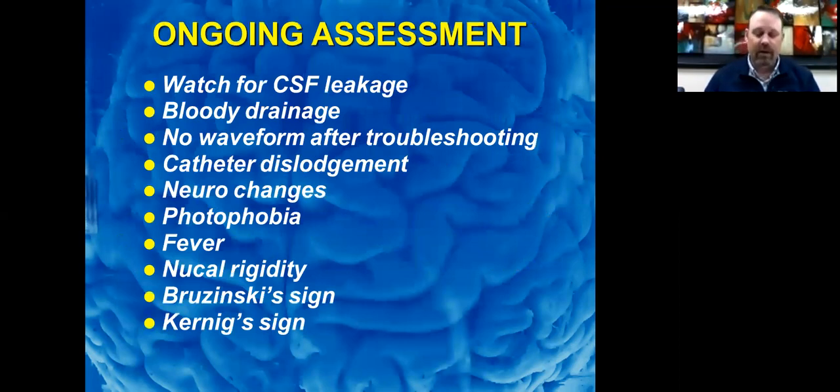Yeah, really. Brudzinski is neck flex, legs bend at the hips. So you flex the neck and the legs bend at the hips. That's Brudzinski's sign. Kernig's sign is unable to straighten the knees when flexing the legs at the hips. So you pull up the legs at the hip joint, and the legs won't straighten. They stay bent.